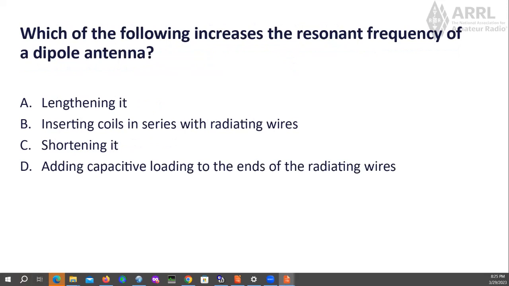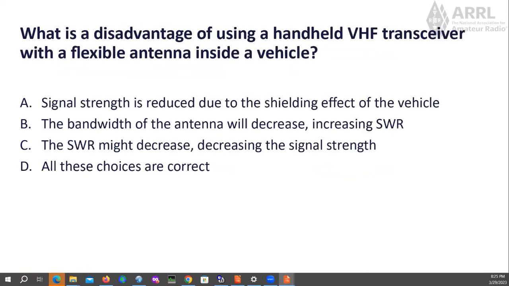Which of the following increases the resonant frequency of a dipole antenna? The answer is C, shorting it. What is the disadvantage of using a handheld VHF transceiver with a flexible antenna inside the vehicle? A, signal strength is reduced due to the shielding effect of the vehicle.